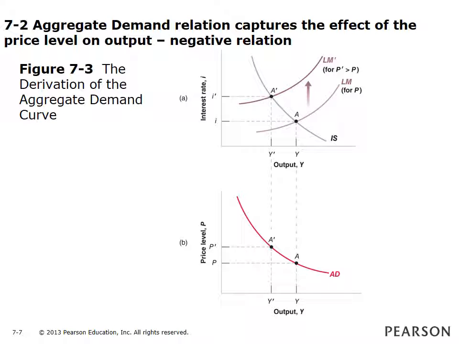To see the effect of a change in price level on output, consider what happens if the price level increases to P prime. This will cause the LM curve to shift up to LM prime and equilibrium output will fall to Y prime. Plotting Y prime against P prime, we get point A prime on graph B, giving us the downward sloping aggregate demand curve.